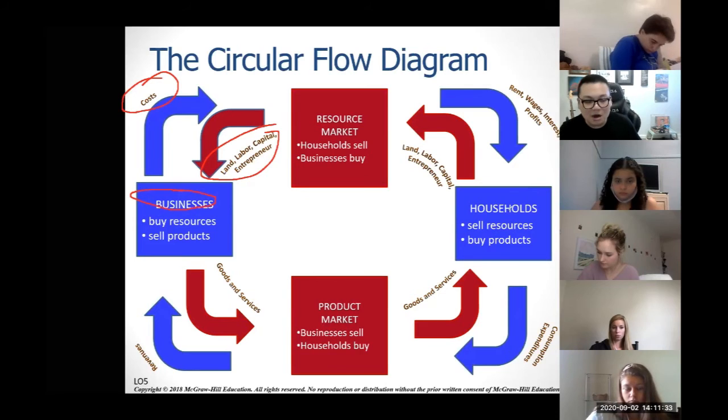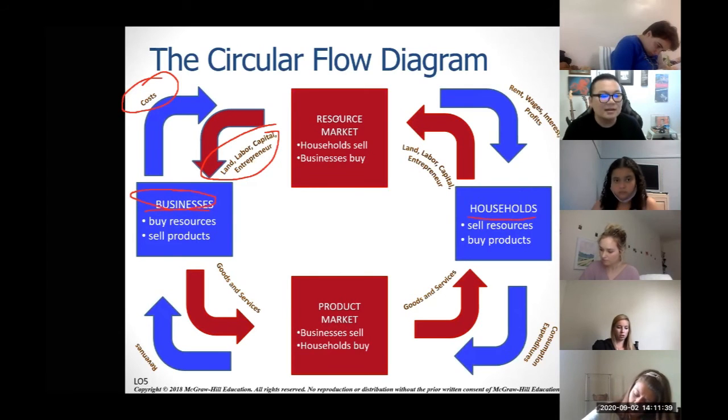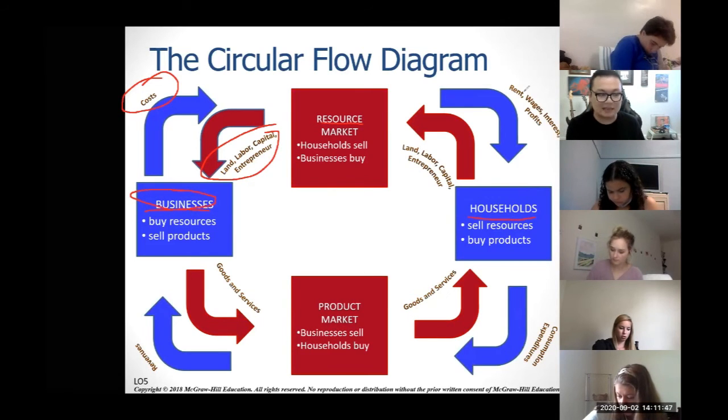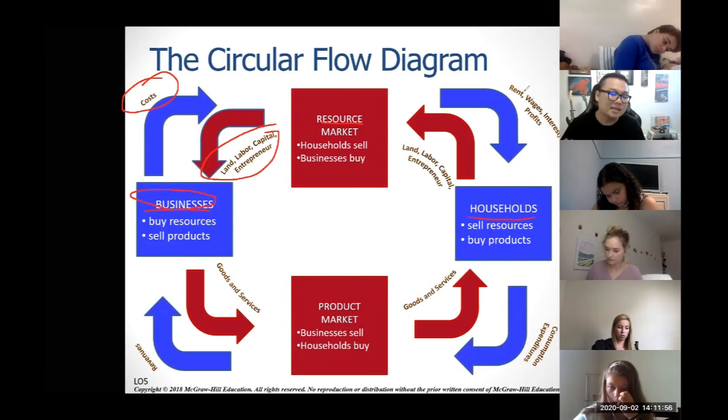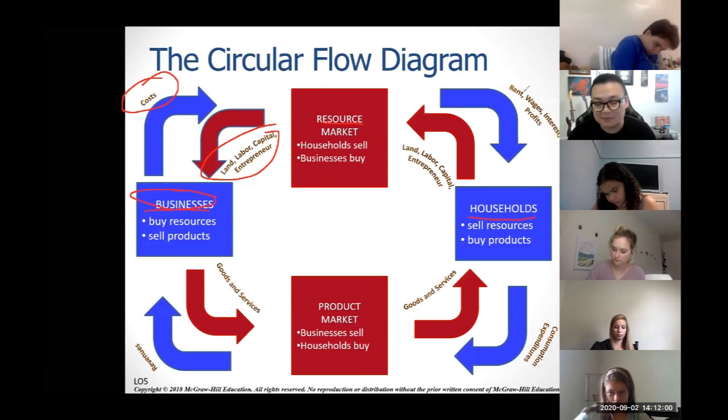So you do need to know what the interaction is between household and resource market, and between business and resource market. If I ask you a question like this on the exam and give you this kind of figure, you need to know that the household sells resources on the resource market, and the business buys the resources from the resource market. Okay?